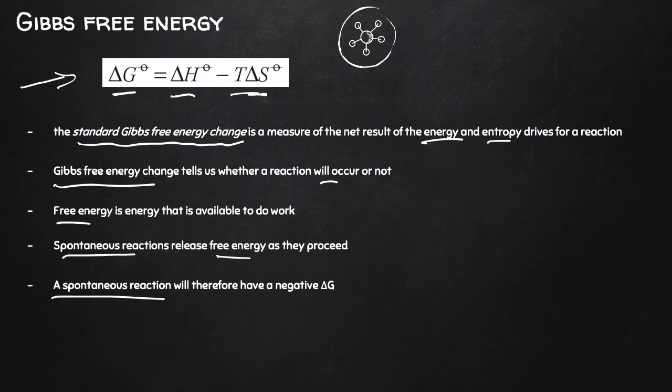A spontaneous reaction, therefore, is going to have a negative delta G value. That negative delta G value indicates it's releasing energy, which can be used to sustain itself, and that's a spontaneous reaction. If we have a delta G less than 0, we have a spontaneous reaction. If it's greater than 0, so a positive value, we have a non-spontaneous reaction.